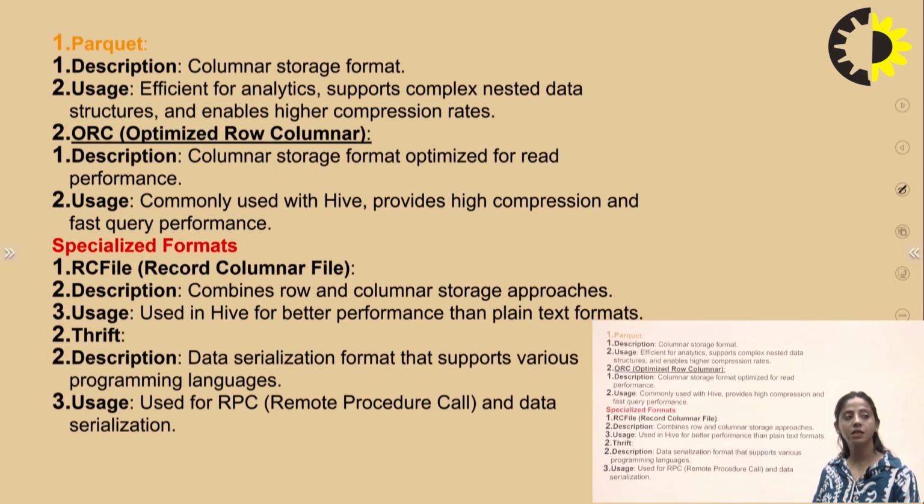Specialized formats. RC file or Record Columnar file. The description is that it combines row and columnar storage approaches. Usage is that it is used in Hive for better performance than plain text format. Thrift. The description is a data serialization format that supports various programming languages. Usage is that it is used for RPC, remote procedure call, and data serialization.